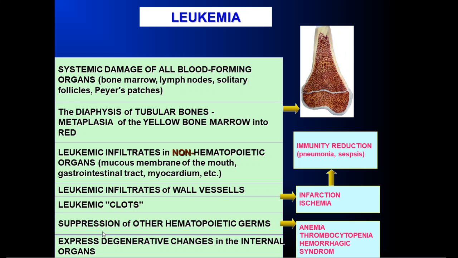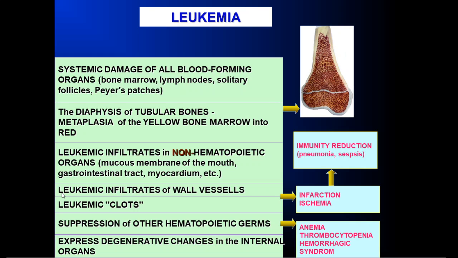And finally, we have hemorrhagic, here we see with pink color, hemorrhagic syndrome. One of the most common descriptions in your MCQ test, description of or complication of leukemia. So what does it mean? Hemorrhagic syndrome means a lot of hemorrhage. What are the causes of this problem? There are actually two main. First of all, we have suppression of other hematopoietic germs, so we do not have enough thrombocytes.